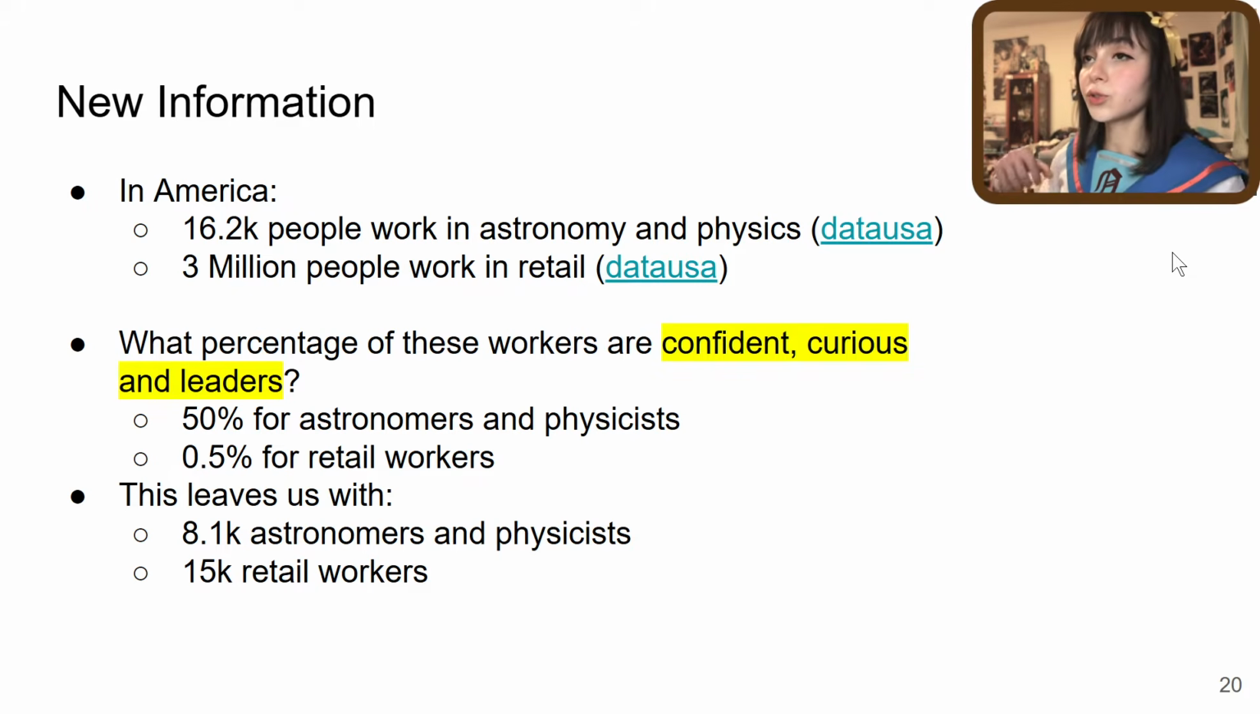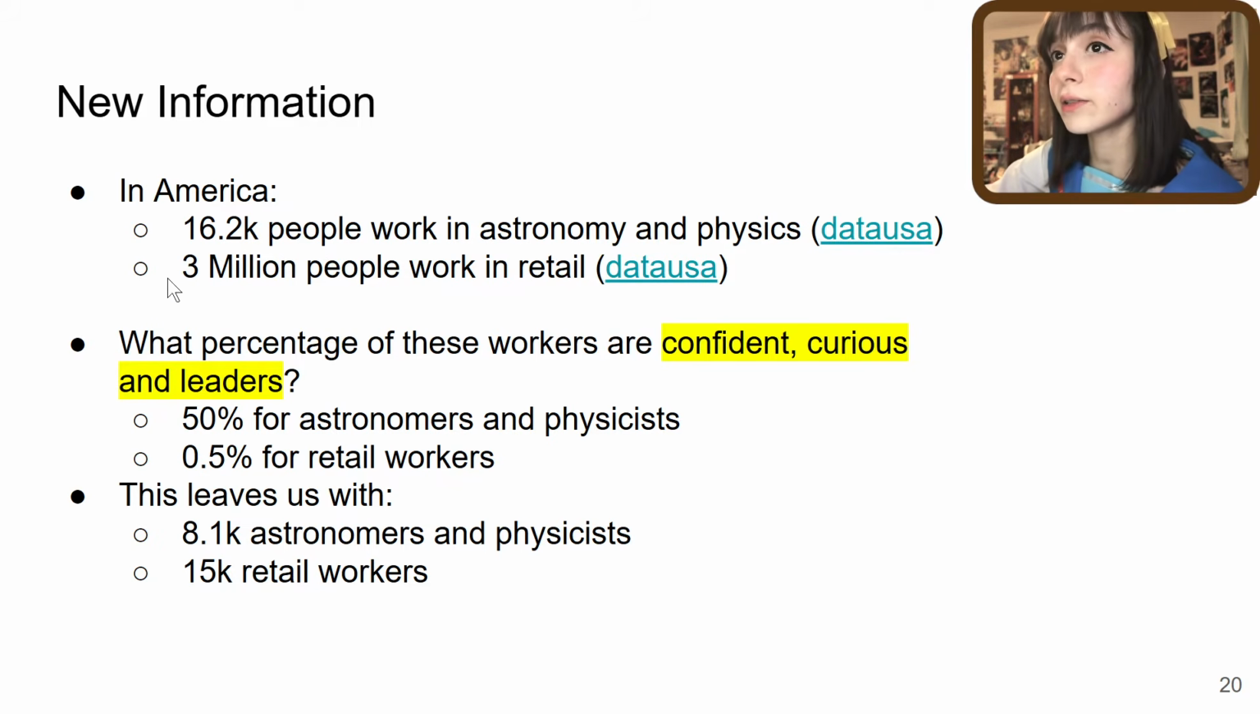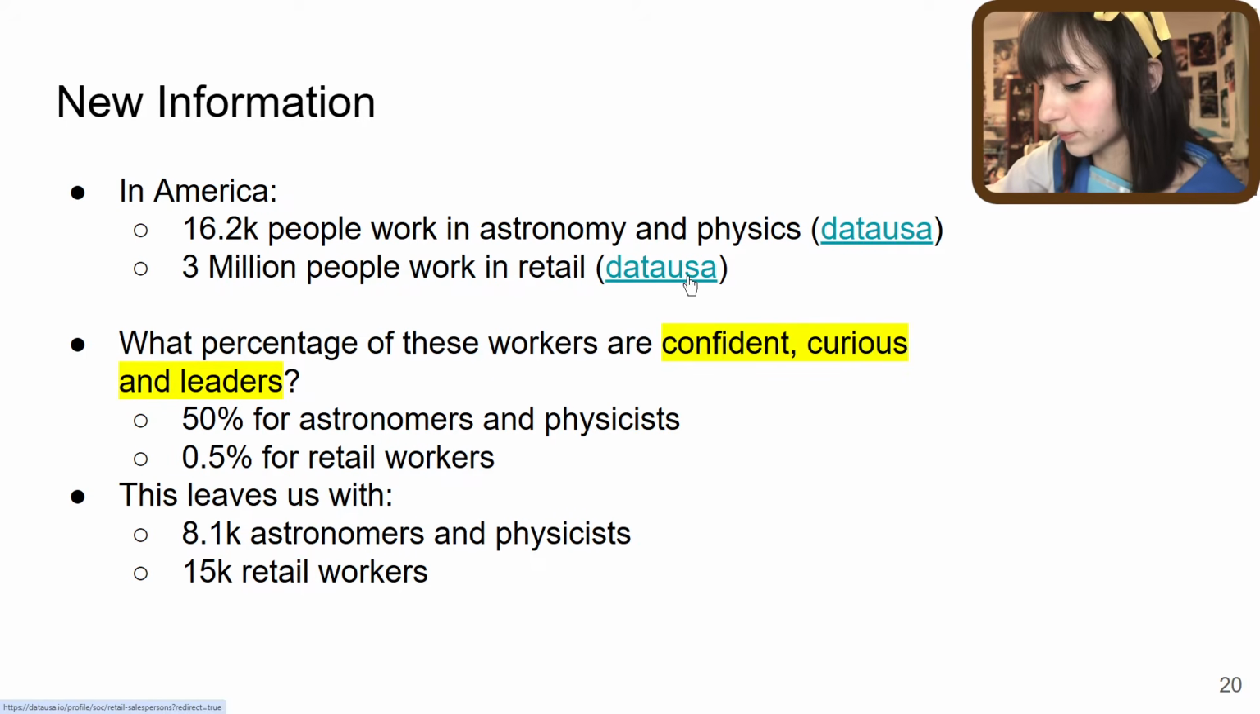So now we introduce new information. So we had people mostly focusing on just the qualities themselves, but now we're going to talk a little bit about how many astronomers and how many retail workers there are. So I took this data from Data USA, and it says in there that 16.2 thousand people in America work in, I could not find one just for astronomy, so I included astronomy and physics. And then 3 million people work in retail.